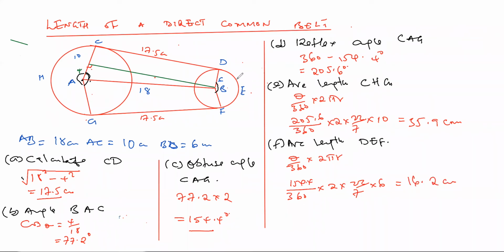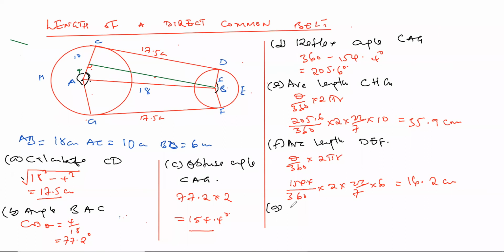16.2. Yes, thank you. So now I have this arc length, I have the arc length on the other side, and I have the length CD. Normally, once you've done that, you're done with the question. So the last part of the question, which is what you were supposed to calculate, is the length of the direct common belt.